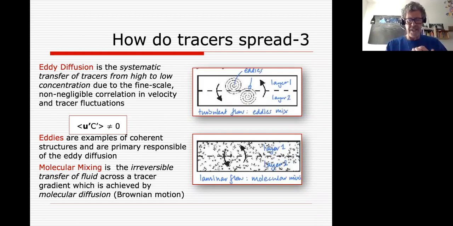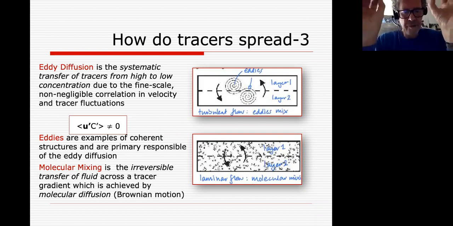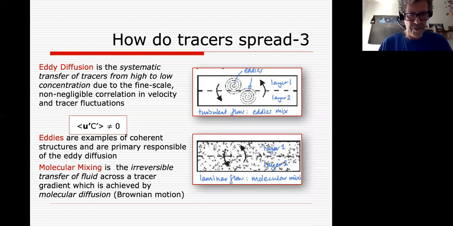This is the larger scale process, or relatively large scale, but at the lower scale is the true mechanism that at the end mixes the fluids, is the molecular mixing, which is the irreversible transfer of fluid across a tracer gradient, which is achieved by molecular diffusion. It's the Brownian motion. And in that case, you can have different kinds of mixing. For example, molecular mixing for temperature is different if compared with the salinity, and is intrinsically different. In one case, the temperature is the average kinetic energy of the tracer of the seawater.